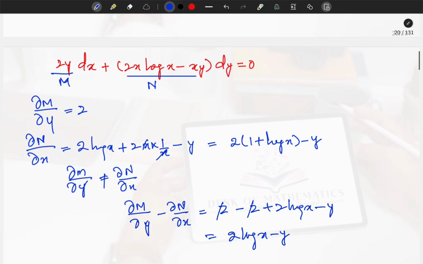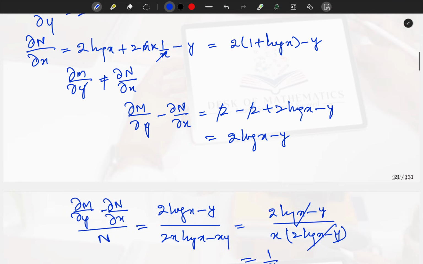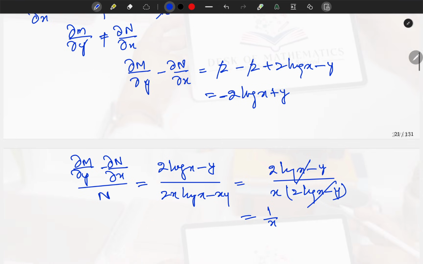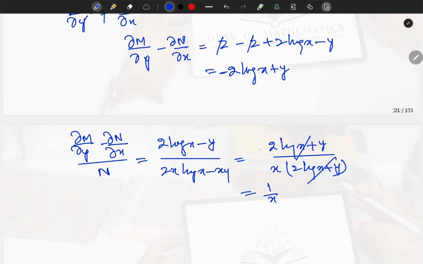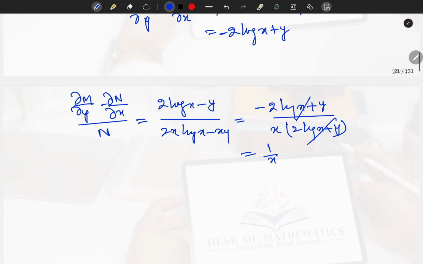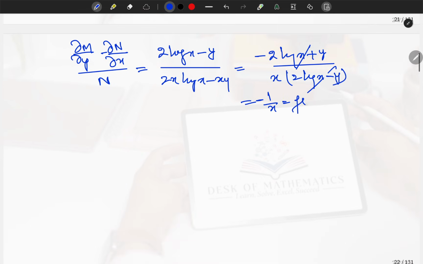Here we have N as 2x log of x minus xy, and here it is ∂M/∂y minus ∂N/∂x, so that is 2 minus, so it will be minus, and this one will be plus. So this is minus 2 log of x plus y, that is minus 1 by x. So we have the minus here. So this is your integrating factor, that is a function of x.